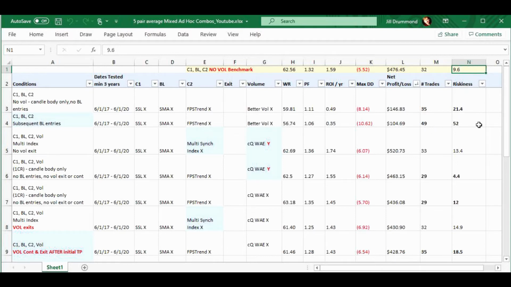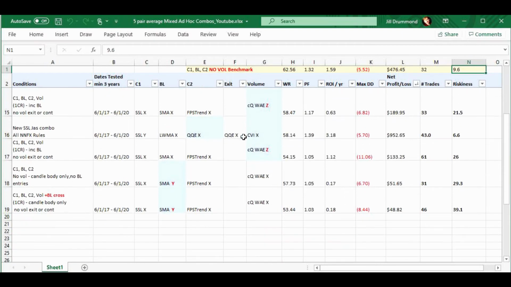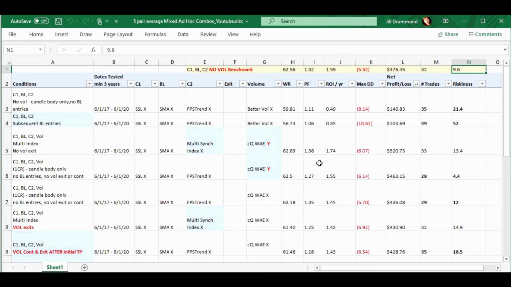And this is the Monte Carlo riskiness factor that the NNFX Ultimate Backtester will give you. And what he says is that anything under 20 or 25 is what you should shoot for. Nothing over 20 or 25. So these are not bad stats to begin with, but I had to find a volume.